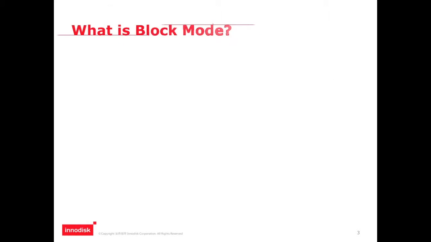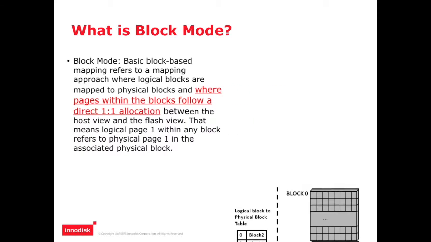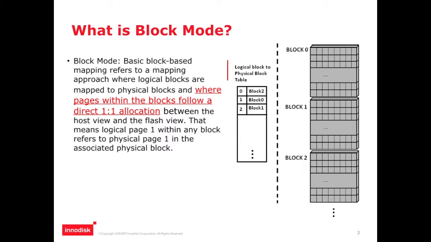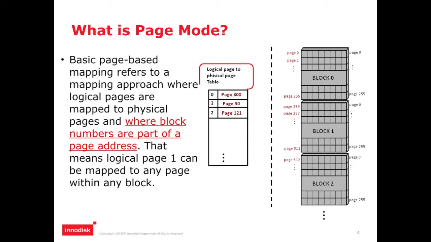Starting with the block mode, the mapping approach for block mode is one-to-one allocation. This means that the logical page 0 must be associated with the physical page 0. The logical page 1 must be associated with the physical page 1 in one physical block, and so on. On the other hand, the mapping approach for page mode is that the logical page could be associated with any physical page in any physical block.